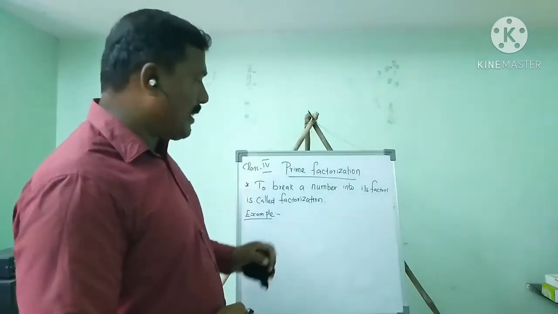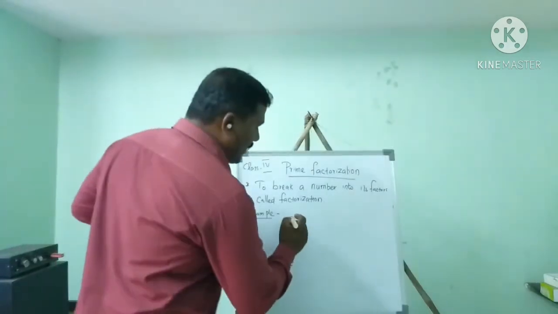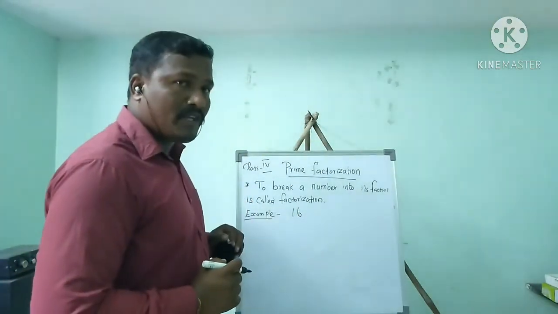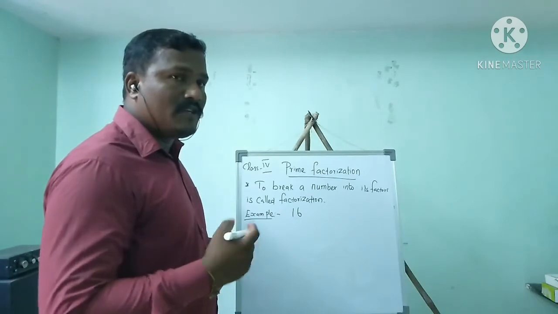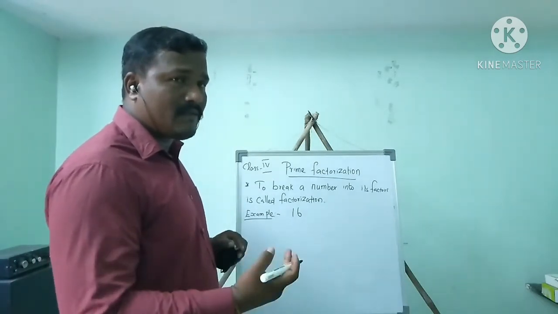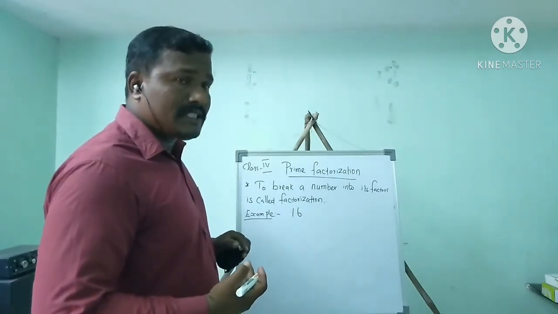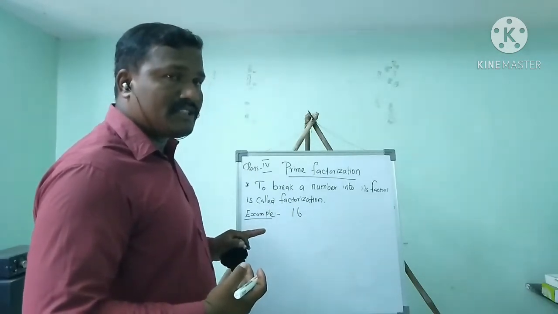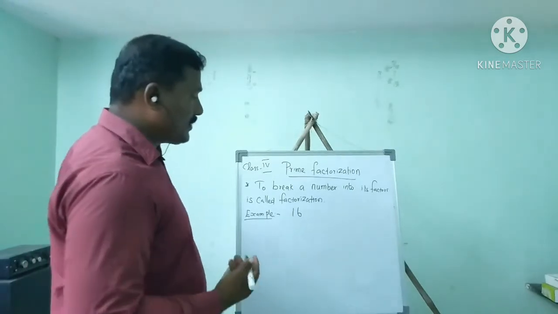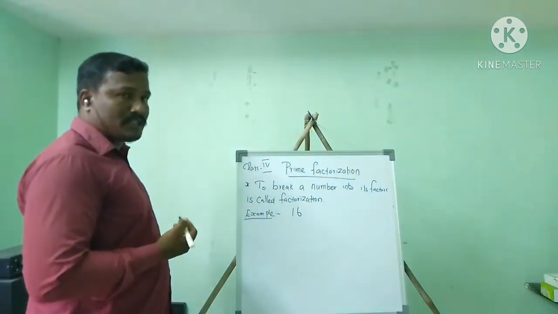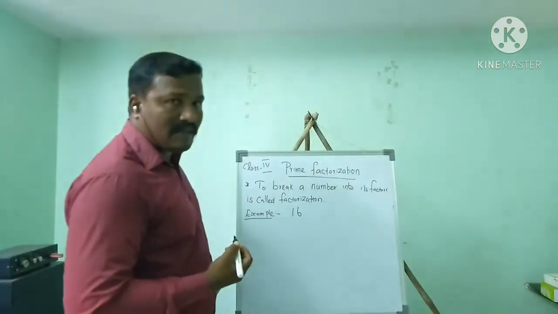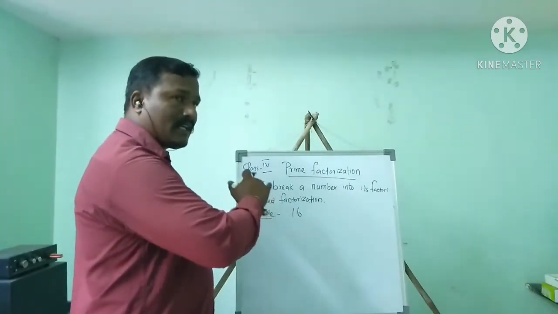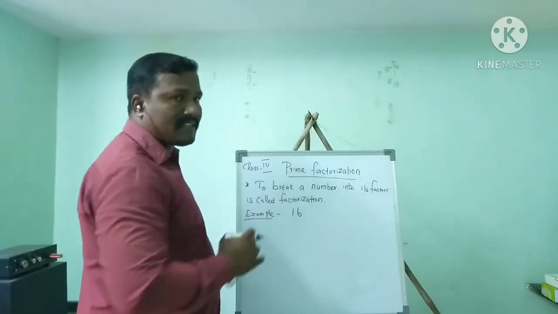Let me take an example, the number 16. Now I am going to find out the factors of 16. You know very well because last class we talked about what is a factor and what is a multiple. So the same method, same concept, we use here to find the prime factorization. 16 is a composite number. Now I am going to find the factors of this number. So what is prime factorization? You have to break the number into its factors.